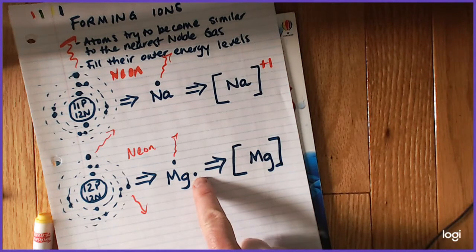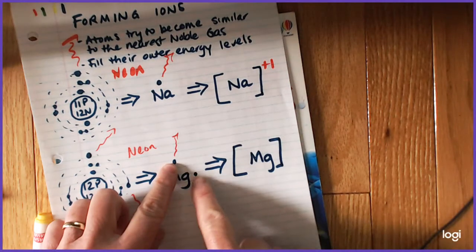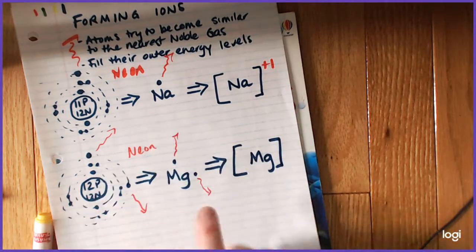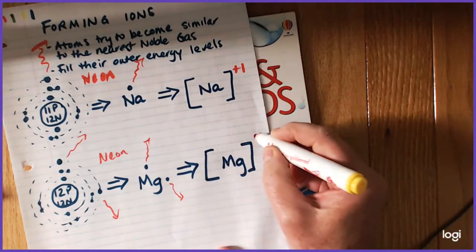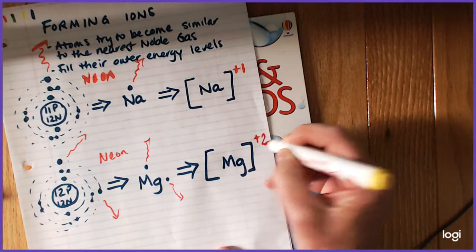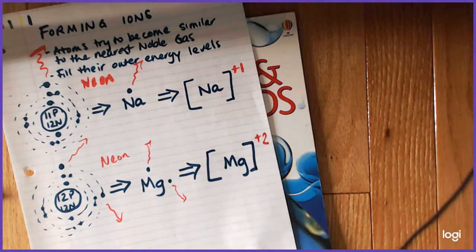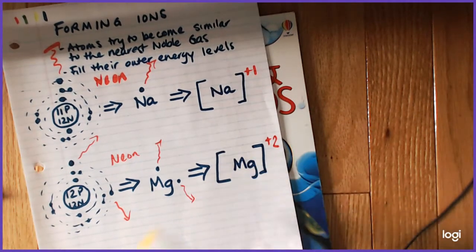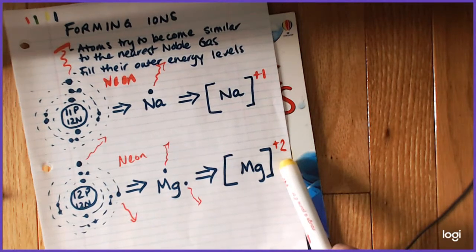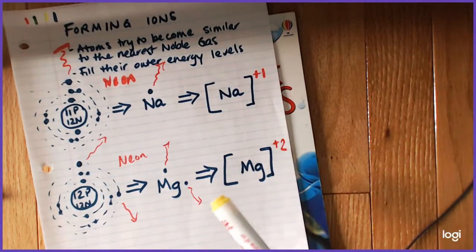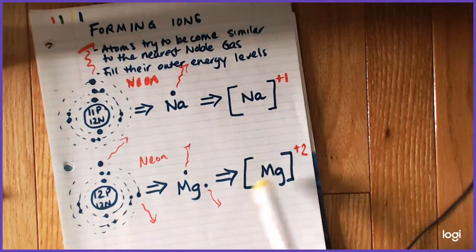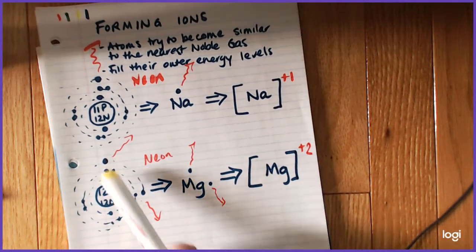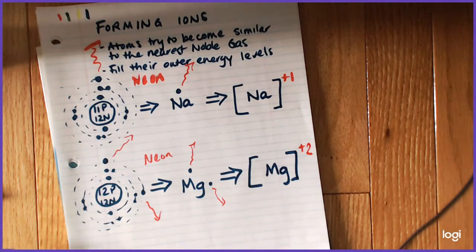And now this guy lost 2 electrons, so it lost 2 negative charges. So its overall charge now is going to be positive 2. Right. So now this magnesium, it's satisfied. It has an overall charge of positive 2, and that's going to be really important for our next lesson. But now it's satisfied. It has 8 electrons in its outer energy level, even though you don't see it, because they're all in here. Okay.